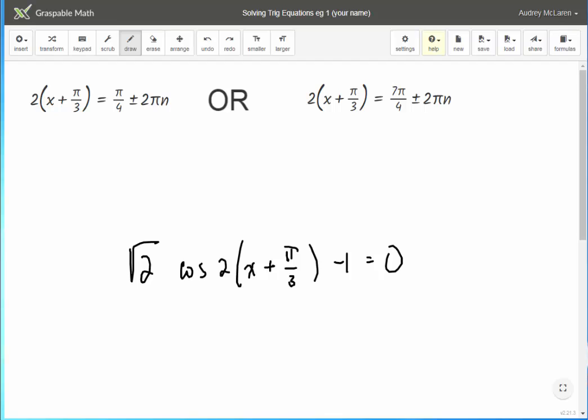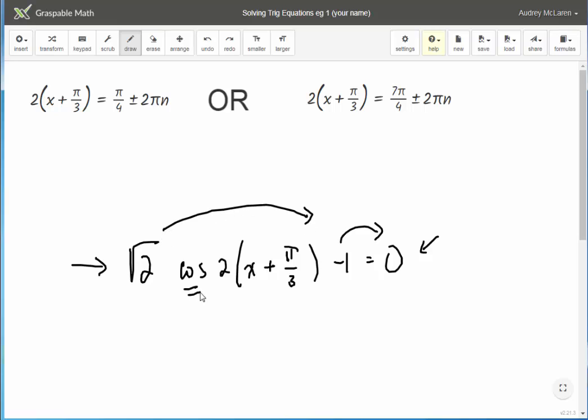This Graspable Math is for anyone who's feeling a little uneasy about solving trig equations like this. This video is just to show you how to get Graspable Math to do some of the heavy lifting for you. So I want you to imagine that you've already done the first couple of steps of solving this equation. That is to say, you've already moved over the k and you've already divided through by the a.